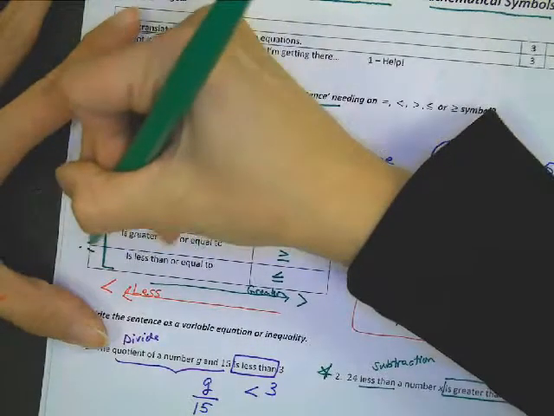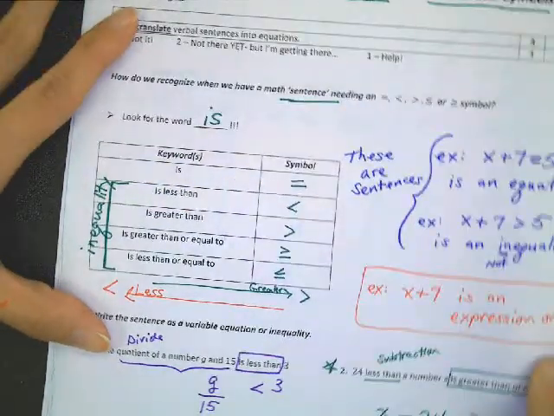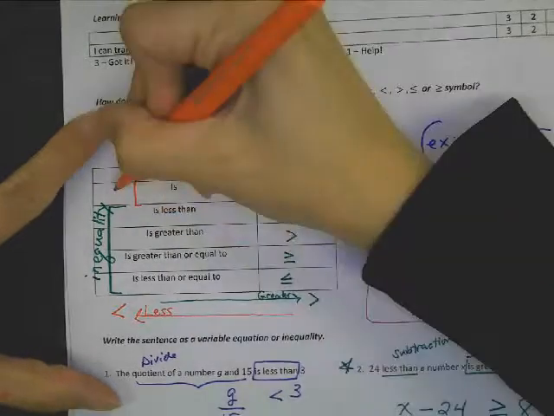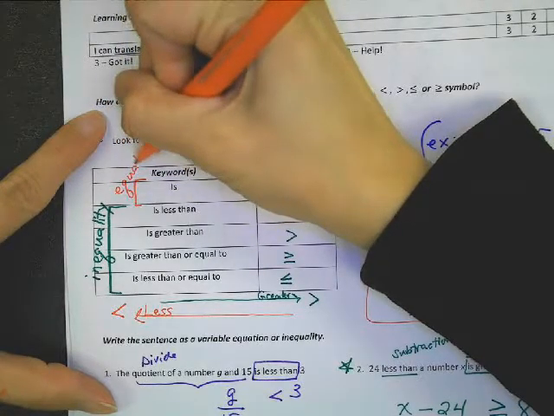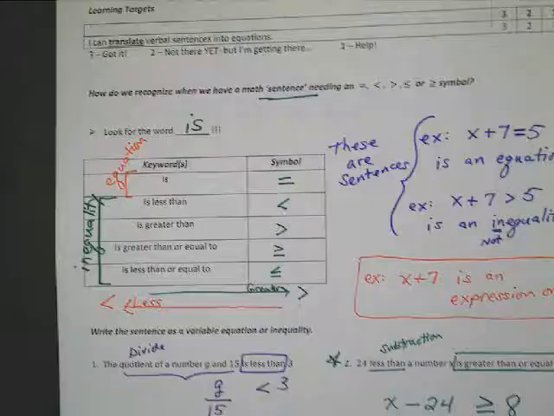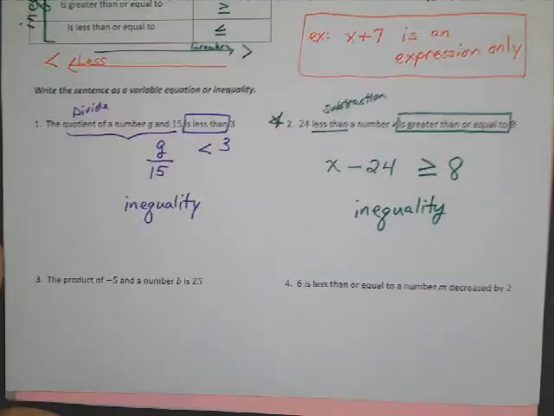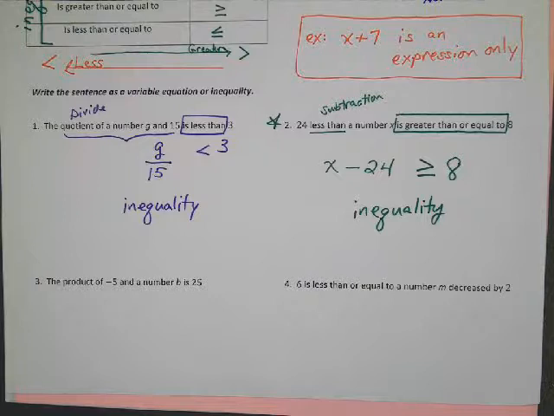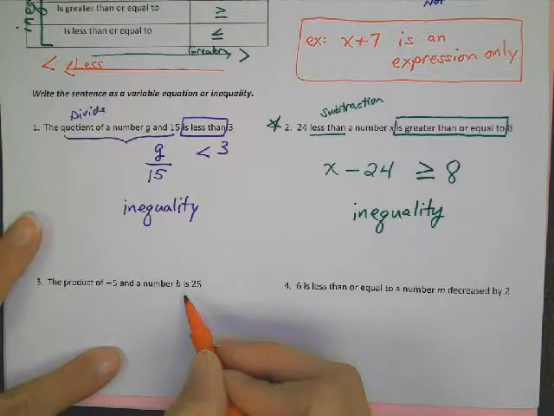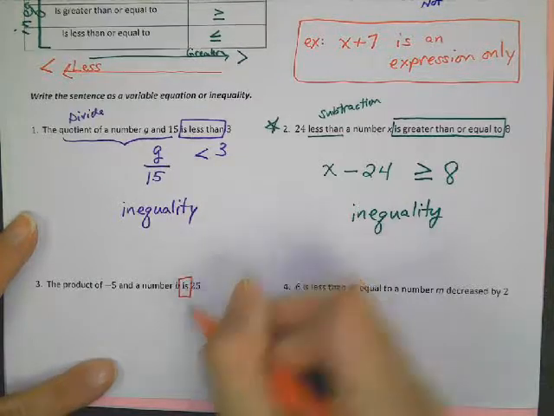And there's only one that is the equation. Okay? This one right here is equation. Equation gets the equal sign. All right, we got 2 more examples. Okay, so keep working hard. The product of -5 and a number b is 25. I found the is. It's all by itself. What symbol do we write for is? Just the equal sign. And we'll put 25 right there.